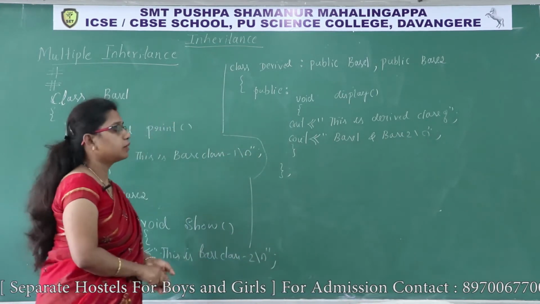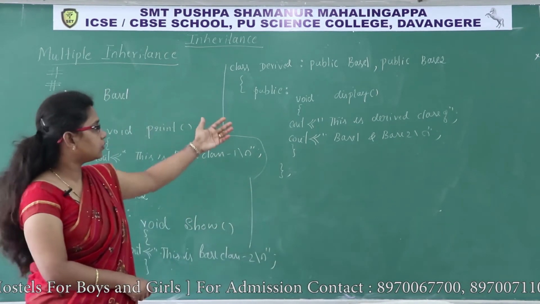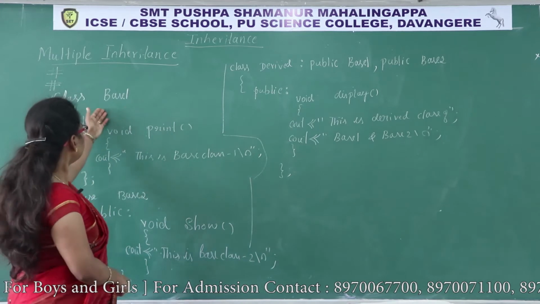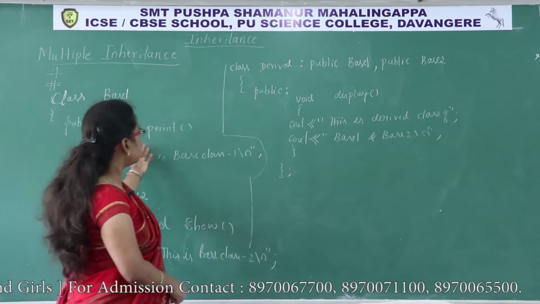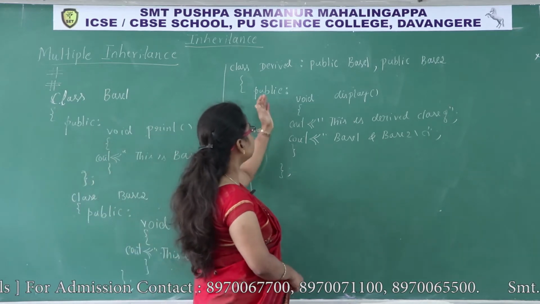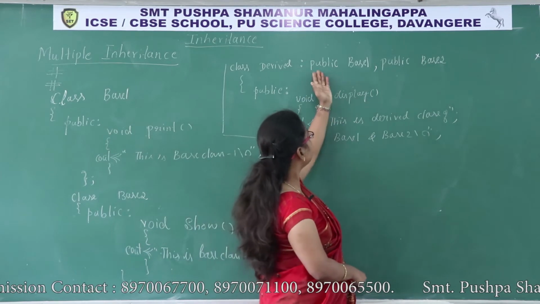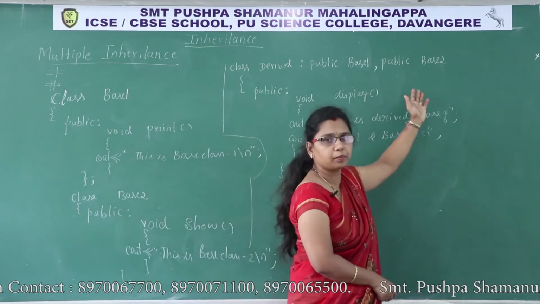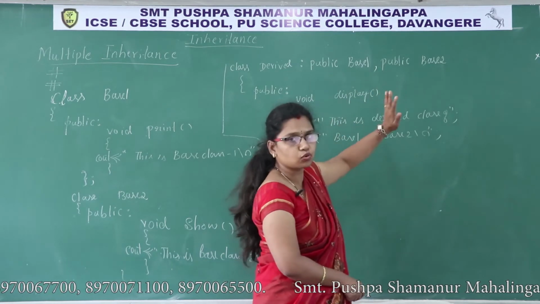See, in multiple inheritance, two or more base classes are there and one derived class. Here, base1 and base2 are the base classes. From these two classes, I am going to inherit this class, that is the derived class. So base1 is inherited in public mode, base2 also in public mode. We must mention the access visibility mode separately for these two classes.